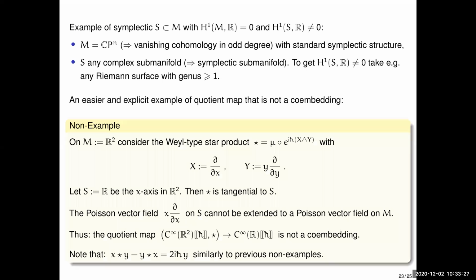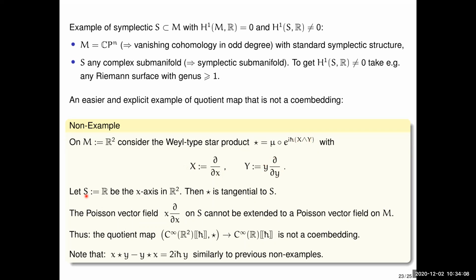Okay. But there is an easier example that I want to present, which is always the same example in a different framework, actually a non-example. So an example of a quotient which is not a submanifold algebra. Take M equal to R2. Take as star product this kind of Moyal product constructed with the following two commuting derivations. The first derivation is d over dx, and the second is y d over dy. So you take these two derivations, they commute. The exponential of this bivector gives you a star product.